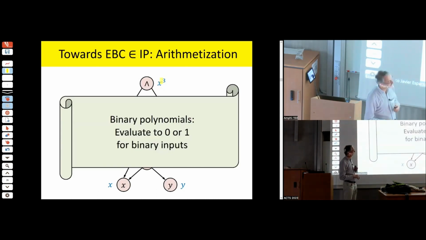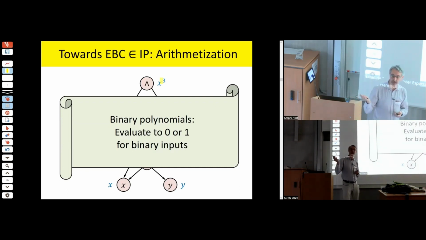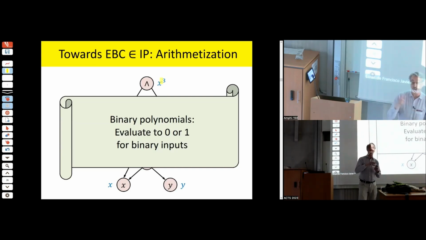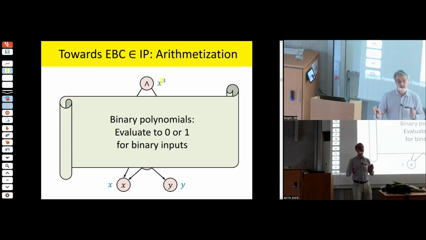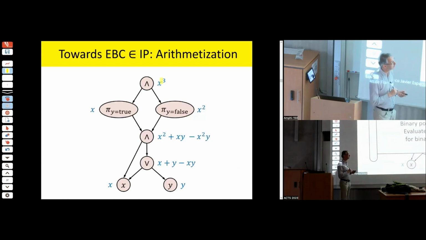Good. And these are all binary polynomials. You can very easily prove that. And what do I mean by a binary polynomial? A polynomial such that when you assign to it binary inputs, so when you set all the variables to 0 or 1, in any way, you always obtain as result 0 or 1. That's what I call a binary polynomial.